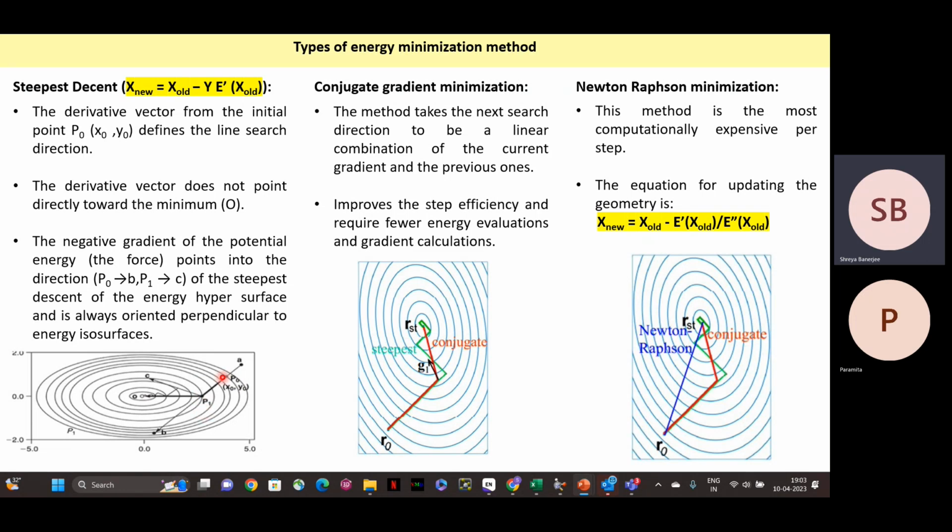Now P1 has lower energy than P0, but it is not the global minimum. So from P1, the function, as you can see, moves in a zigzag method till it reaches the global minimum, which is the center of the circle. The principle of steepest descent is that it uses the first derivative of the initial point to predict the final point. And then it will use the first derivative of P1 to predict P2, first derivative of P2 to predict P3. And like that, it will go on till it reaches the global minimum at the middle.